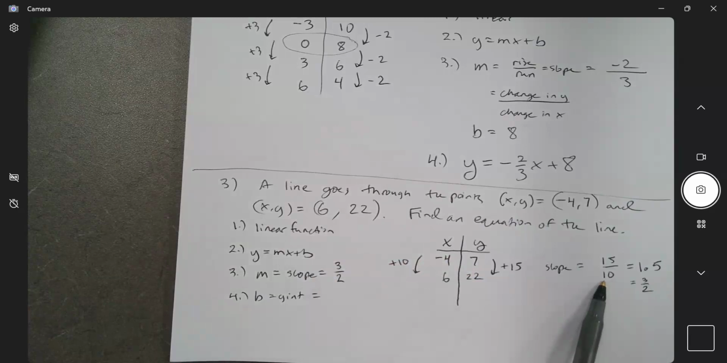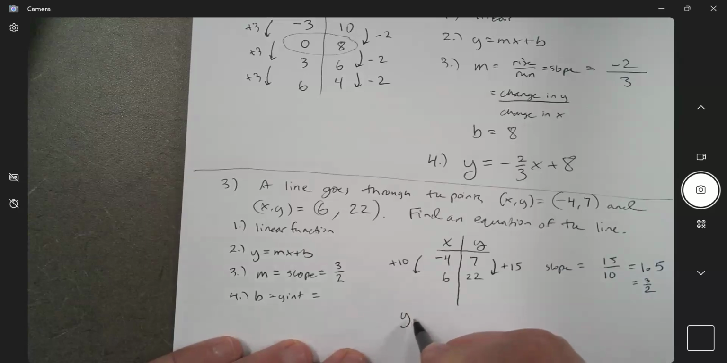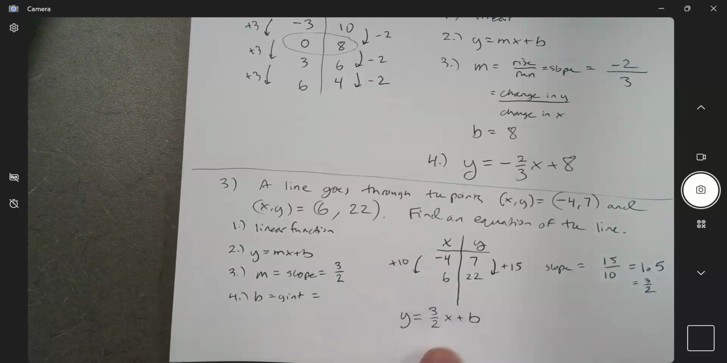So the question remains, how do we find the y-intercept? And here's where, the first time actually in this class, I think, we need to do a little bit of algebra. We know that y equals mx plus b is our formula, and m is 3/2. We don't know b yet. But we do have some more information. We have an x and a y pair.